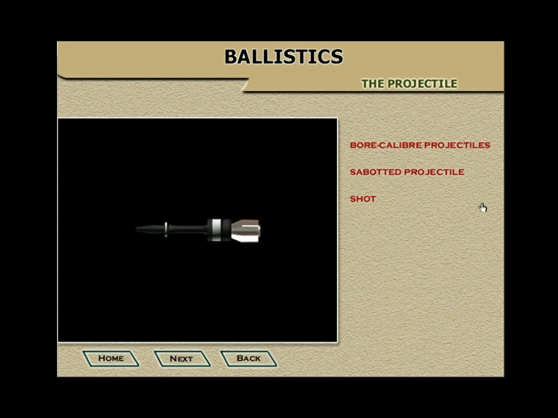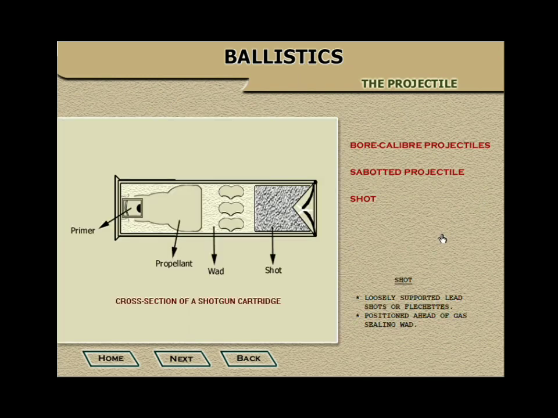Saboted projectile. Shot. The term shot can be applied to loosely supported lead shots or lead spheres, or a number of flechettes positioned ahead of the gas sealing wad.